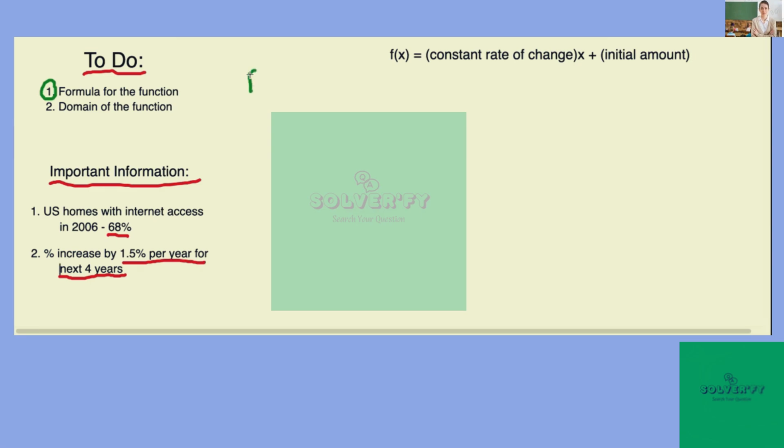p of t. So p of t stands for the percent of US homes with internet access. So that's what my function is going to be.